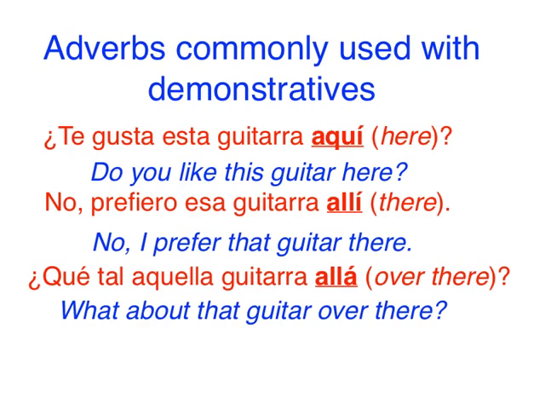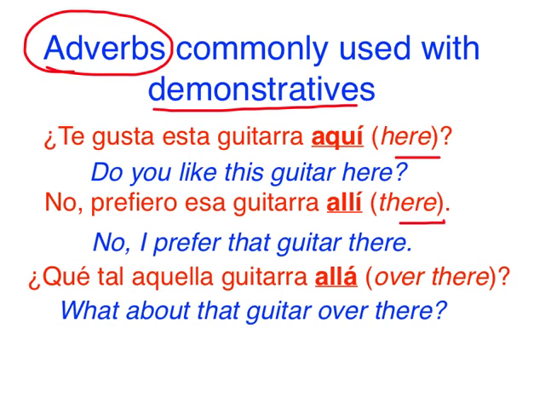And so, señoritas, there's another way to determine which demonstrative adjective to use. And that's with the use of adverbs. And so here we have here, there, and over there. And in Spanish, it's aquí, allí, and allá. Aquí is always used with this or these. For example, ¿te gusta esta guitarra aquí? That means that the guitar is closer to the speaker and to the listener. Do you like this guitar here?